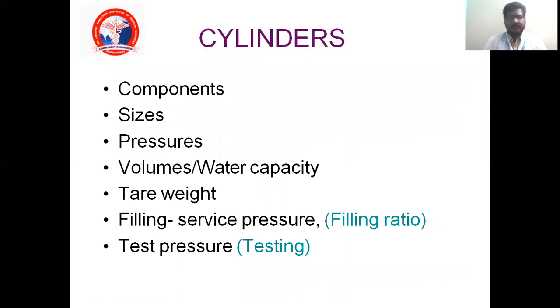Coming to the components of the high pressure system, it starts with cylinders. The cylinders range from A-type to H-type, H-type being the large, very big cylinders. They vary in size, pressure, volume and water capacity, dry weight, filling service pressure, that is filling ratio, and test pressure.